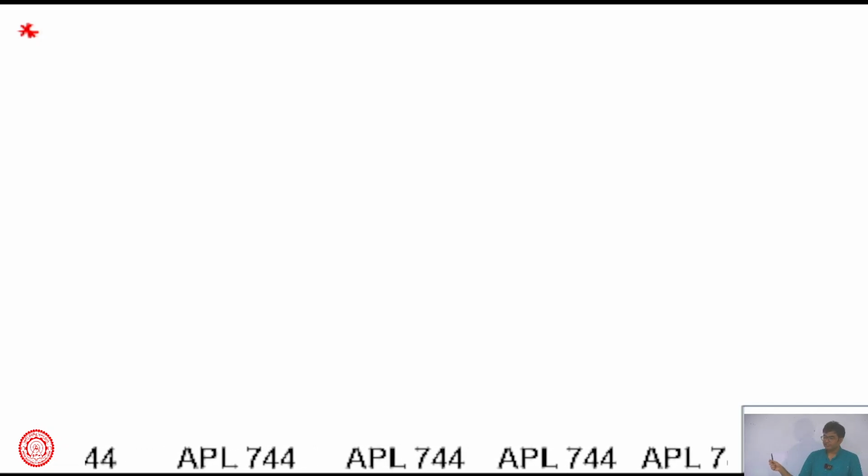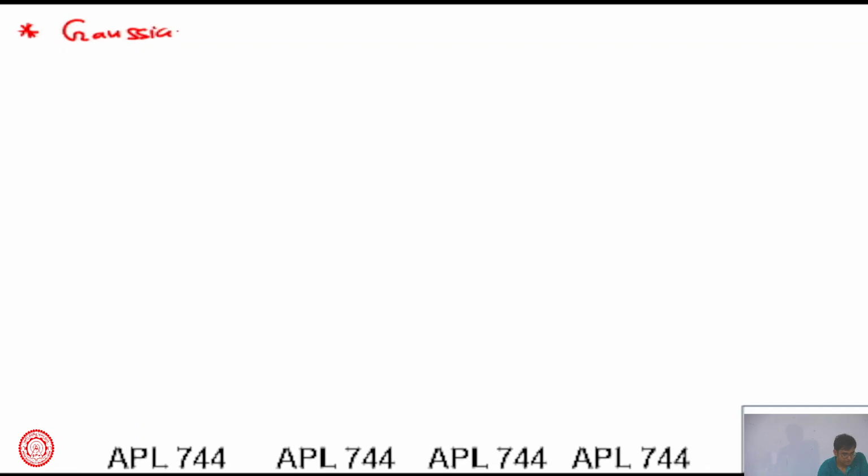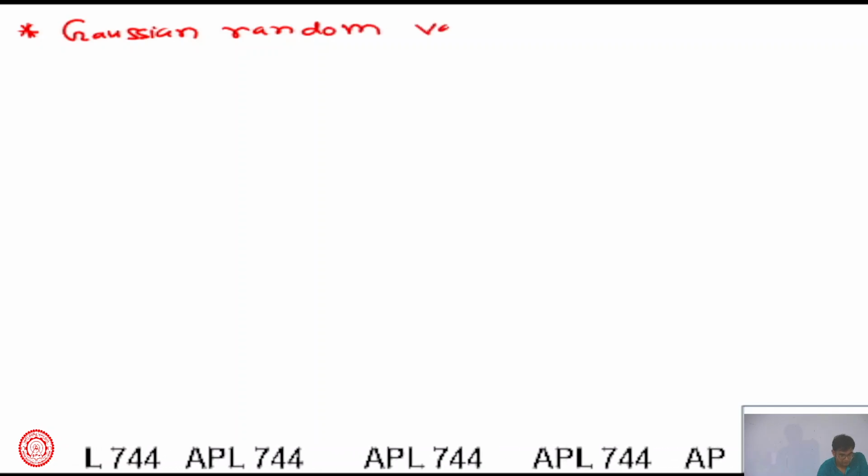So, we discussed PDF and PMF. PDF is probability density function, and probability density function is for continuous random variable, right. The Gaussian distribution that we are going to discuss today is for continuous random variable, right. So, we are going to talk about Gaussian random variable.